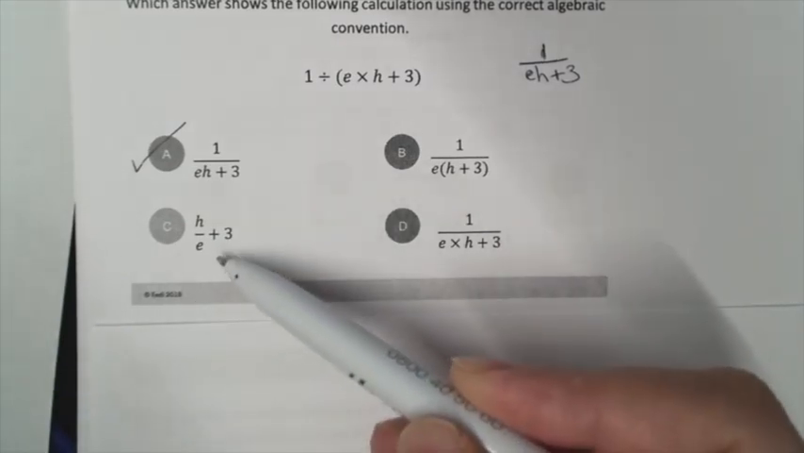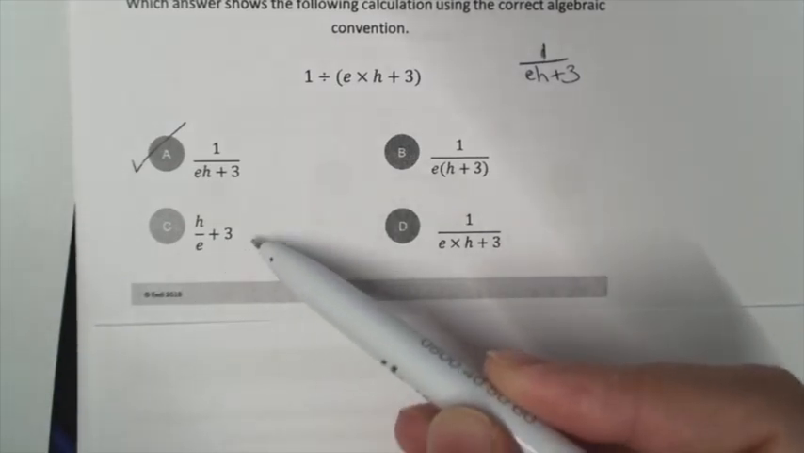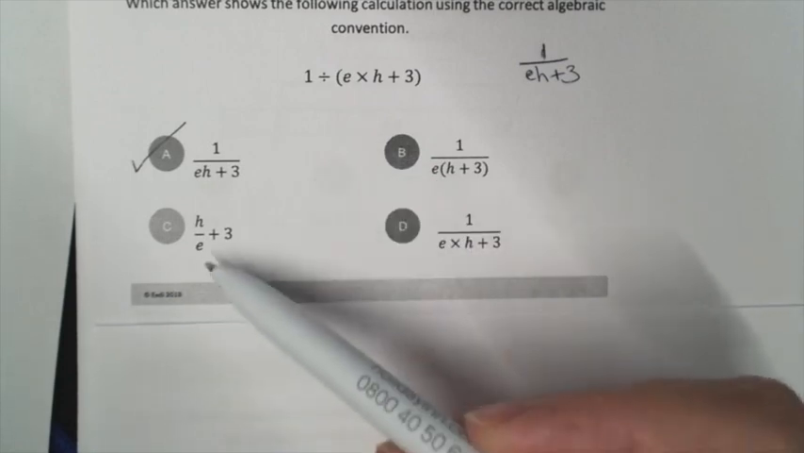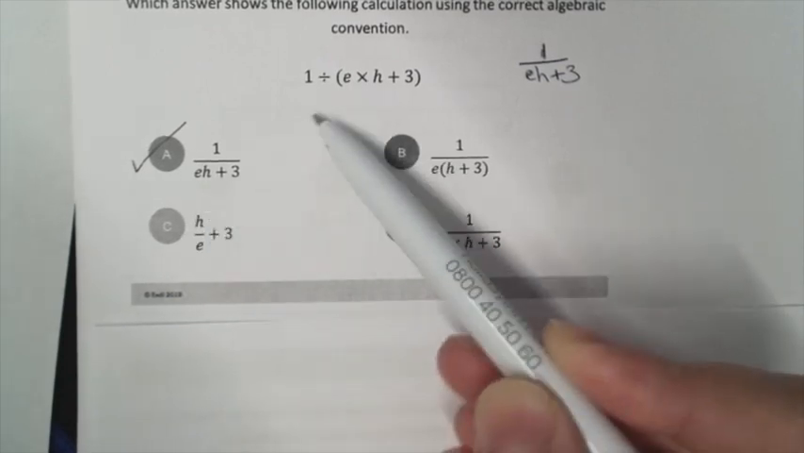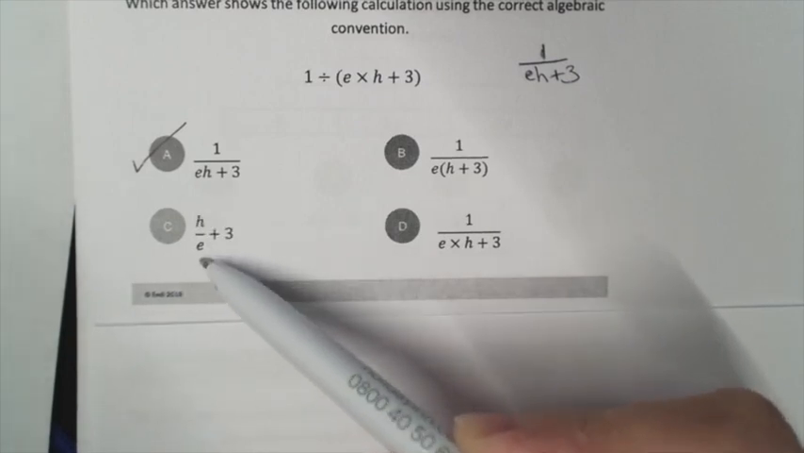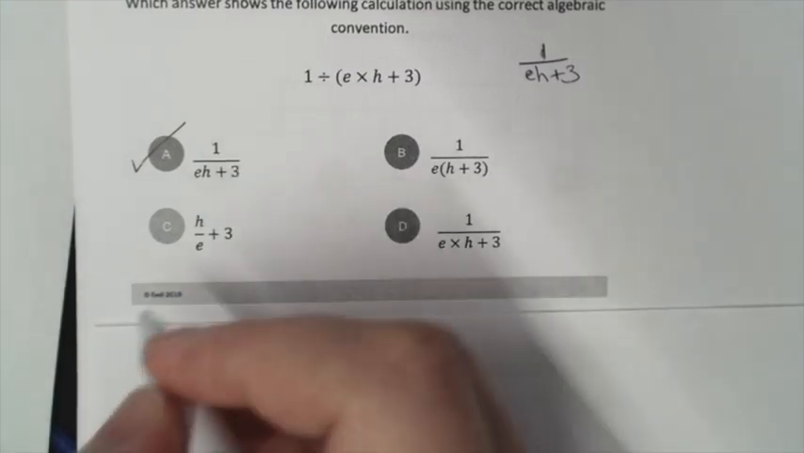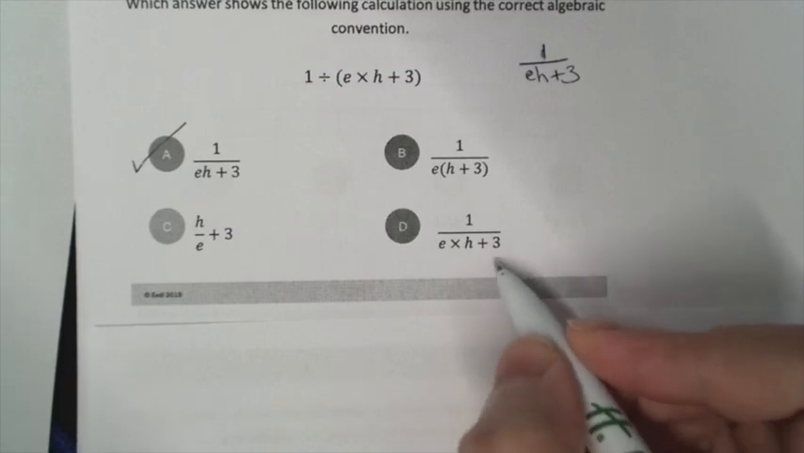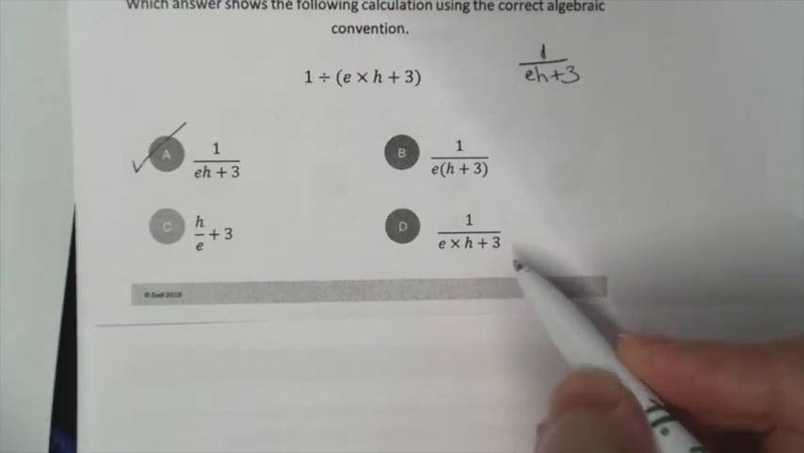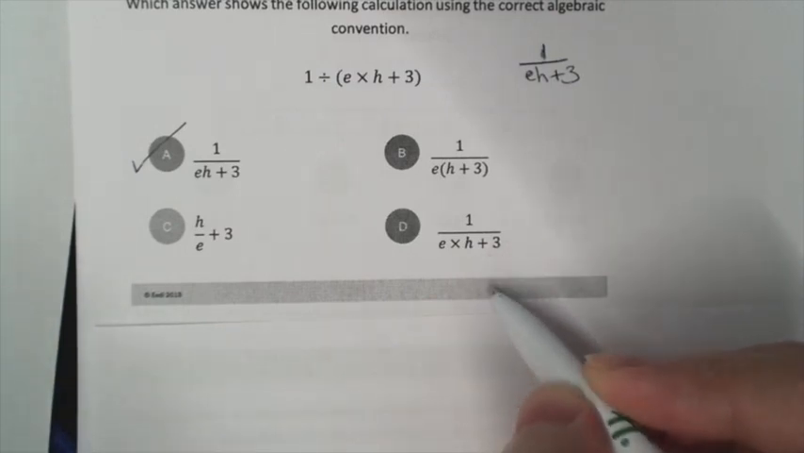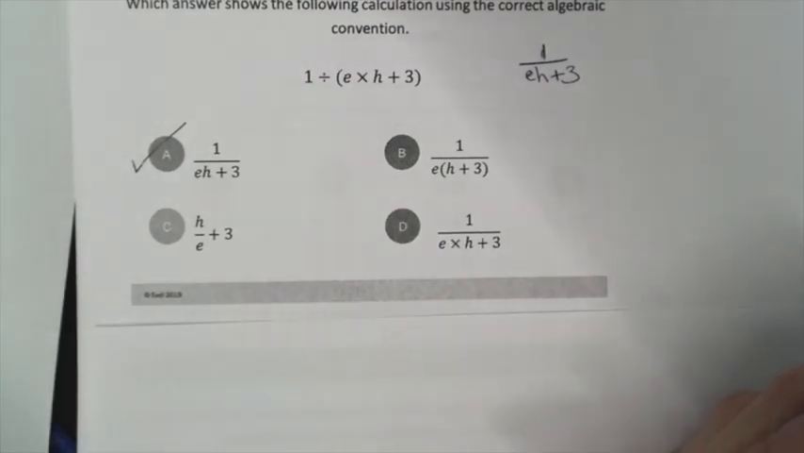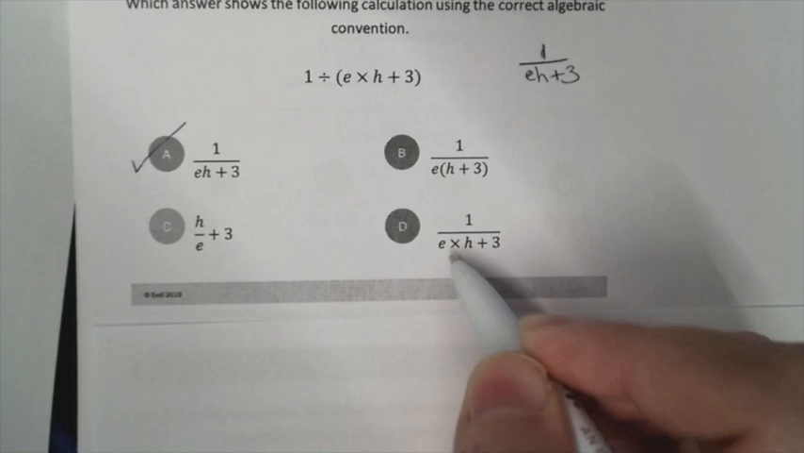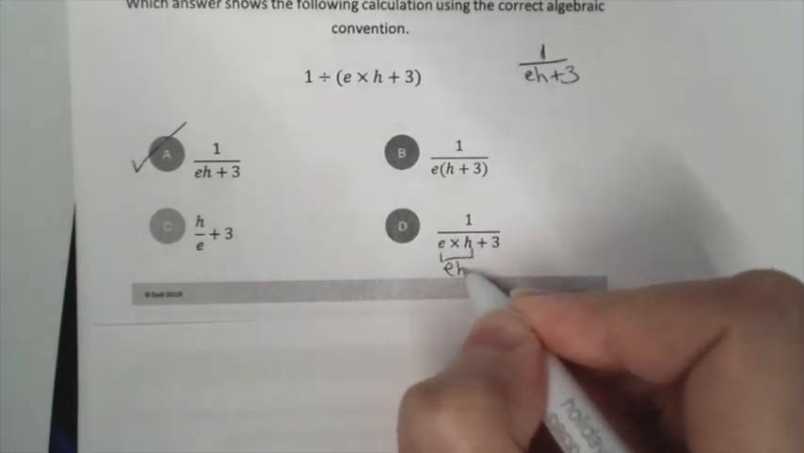If you look at C, what the student here would have done is completely ignore the brackets, done 1 divided by e, which is 1 out of e, multiplied it by h to give them h out of e, and then added the 3. So that is completely wrong. And if we look at the last one, it was the closest to the correct answer. The only thing is that the student here would have left the multiplication sign, and we're not allowed to do that. So you needed to get rid of it by writing this here as EH.